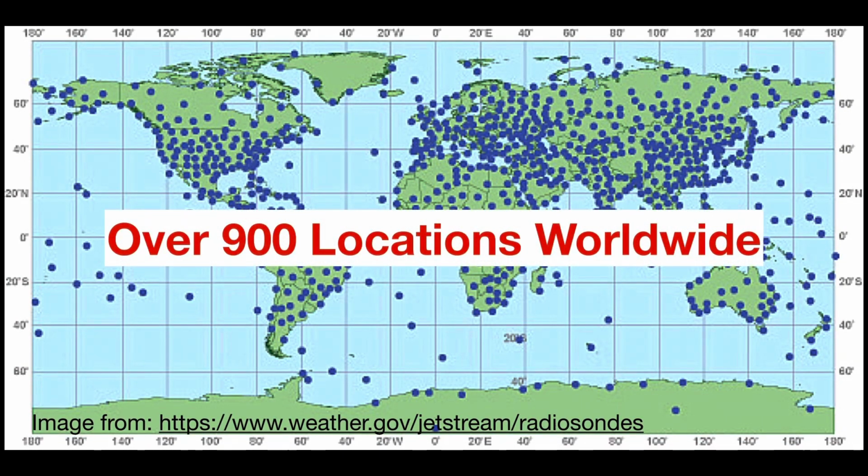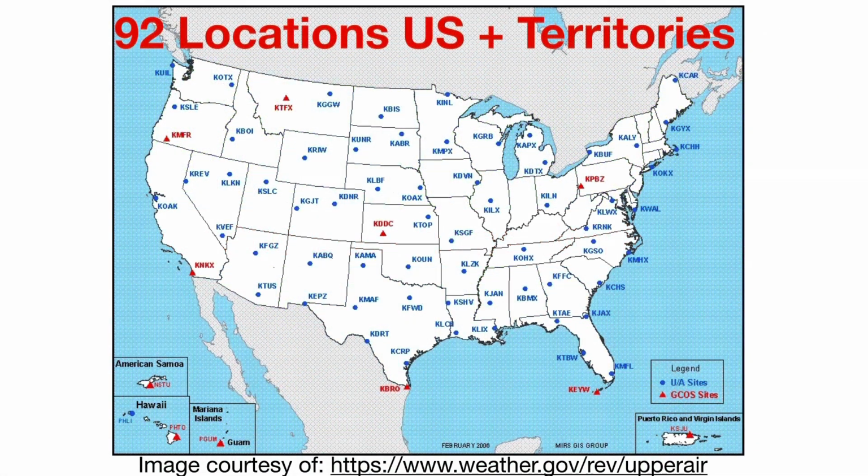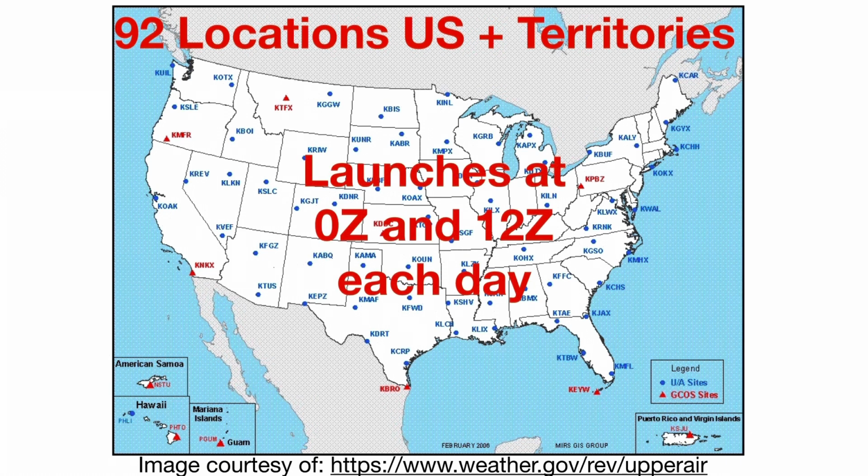Worldwide, there are over 900 stations that release weather balloons into the air, most of which are in the Northern Hemisphere. Meanwhile, closer to home, the National Weather Service launches these weather balloons twice a day at 0 and 12 Zulu Time at 92 upper air observation stations across the US and its territories.